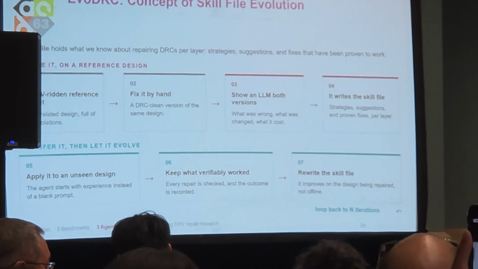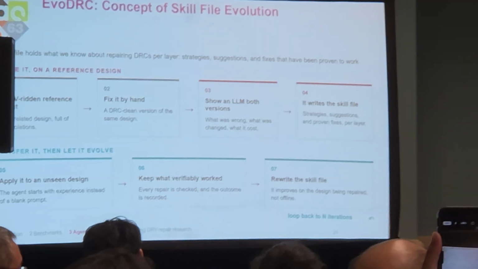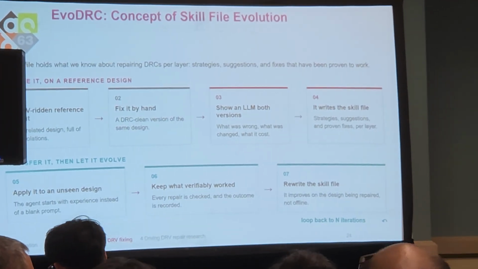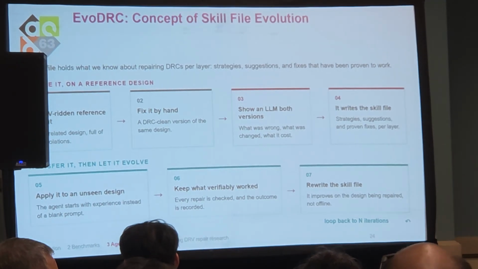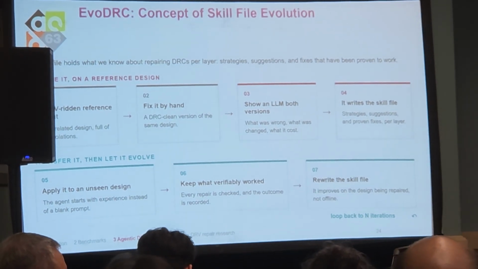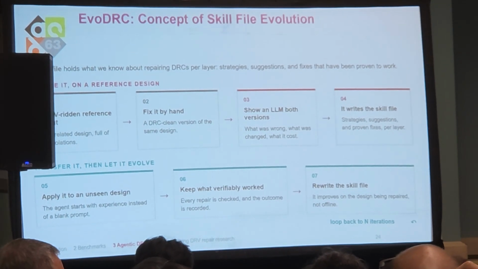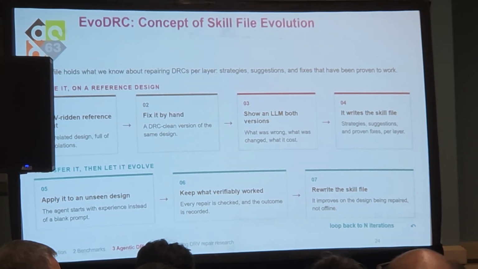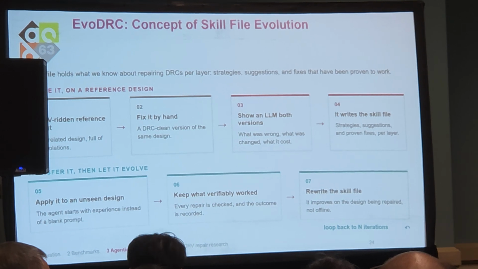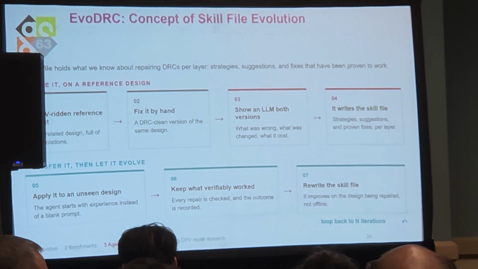The agent starts with experience from that skill file instead of a blank prompt. It keeps what verifiably worked. Every repair is checked, and the outcome is then recorded. And then, based on its interaction on that design, it evolves the skill file. It improves on what worked and what did not work, and that is the skill file that is provided to the agent to continue to fix its task.